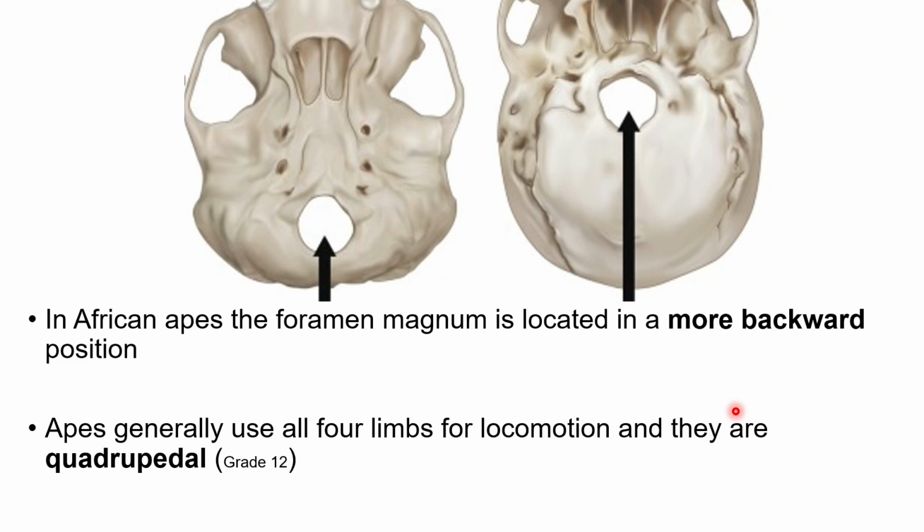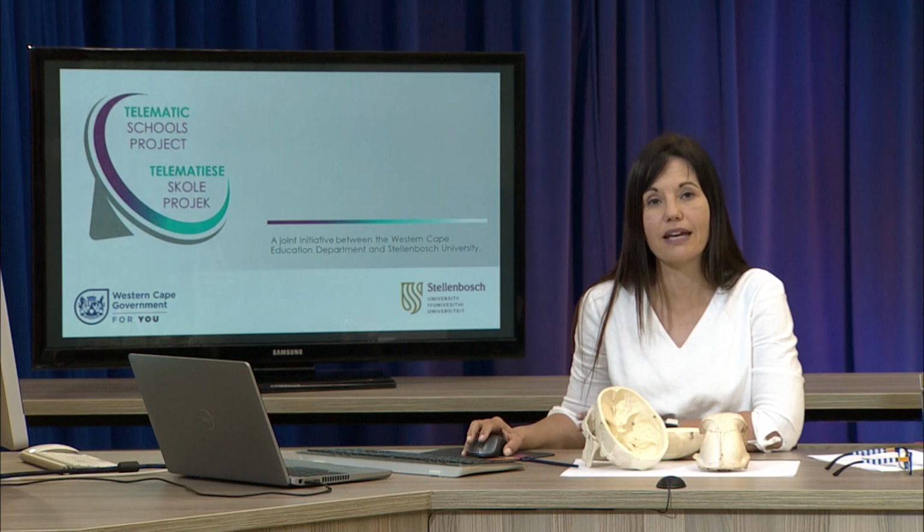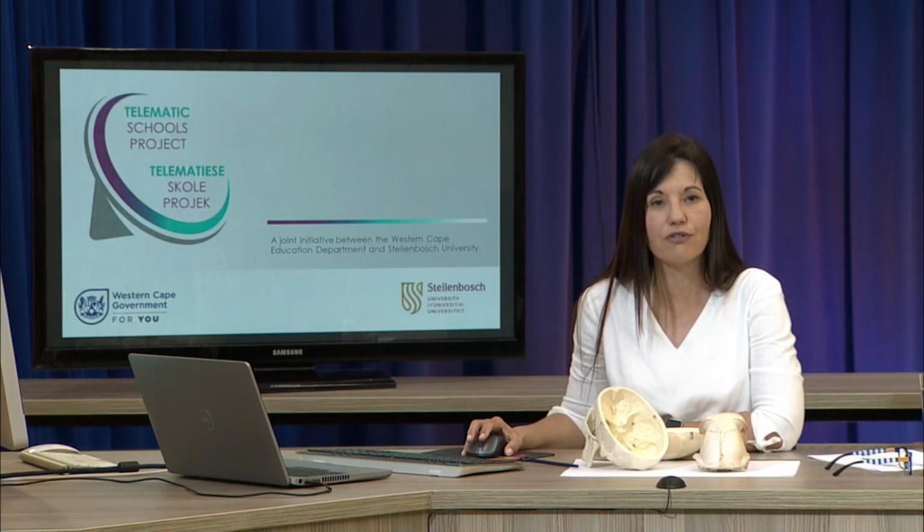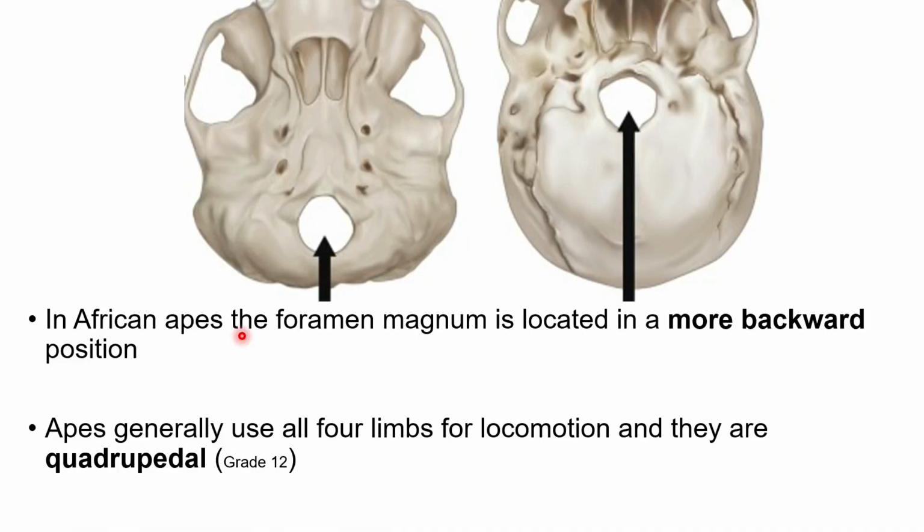If we look at the African ape, now you might not know what is in the African ape. Examples are the chimpanzee or the gorilla. And we can see that the foramen is more backwards in position. Once again, the question is why? We see that apes in general use four limbs for locomotion. So what is the biological terminology for that? We call that quadrupedal.